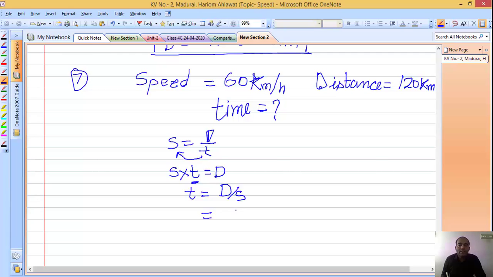Okay, so what is the distance? 120 kilometer. What is the speed? 60 kilometer. So 120 divided by 60: 6 1s are 6 and 6 2s are 12. Here is 2. So here is 2 hours.